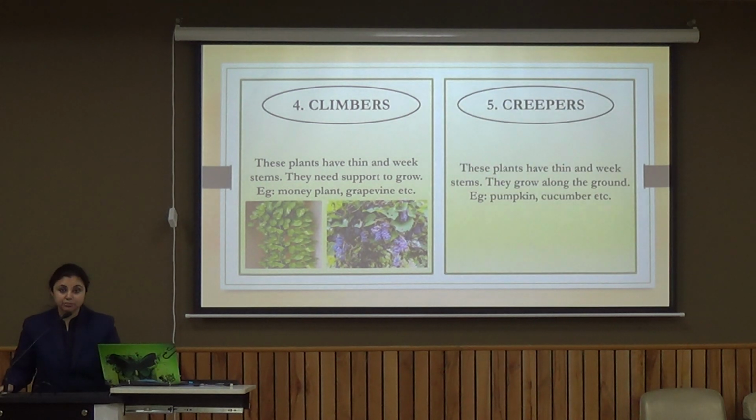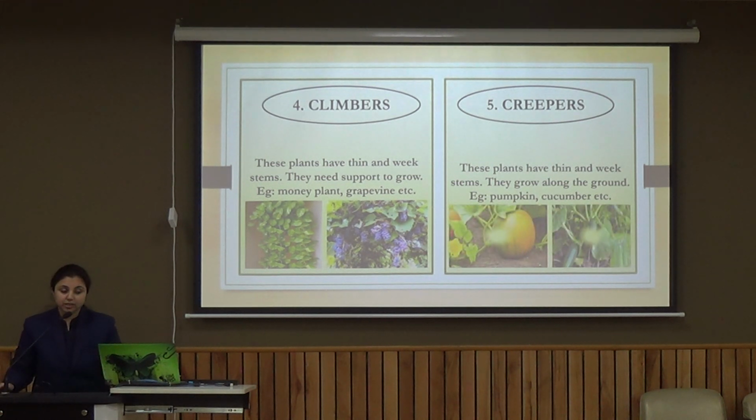The next is creepers. These plants also have a thin and weak stem. They grow along the ground. They creep on the ground because of their heavy fruit. Pumpkin, cucumber, watermelon are some examples of it.